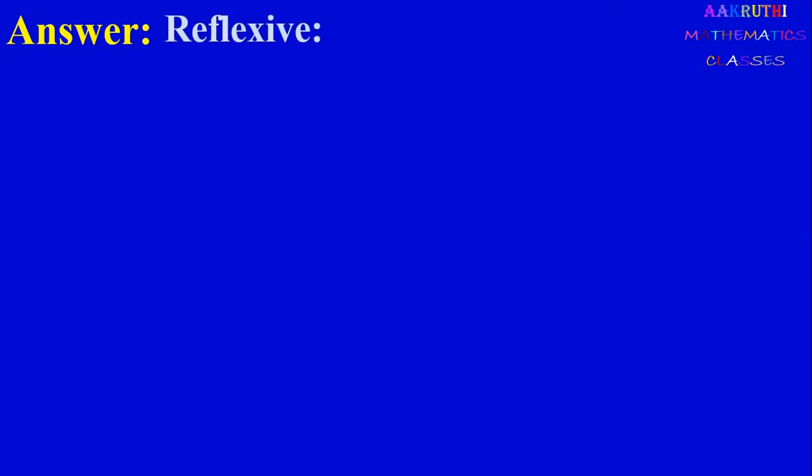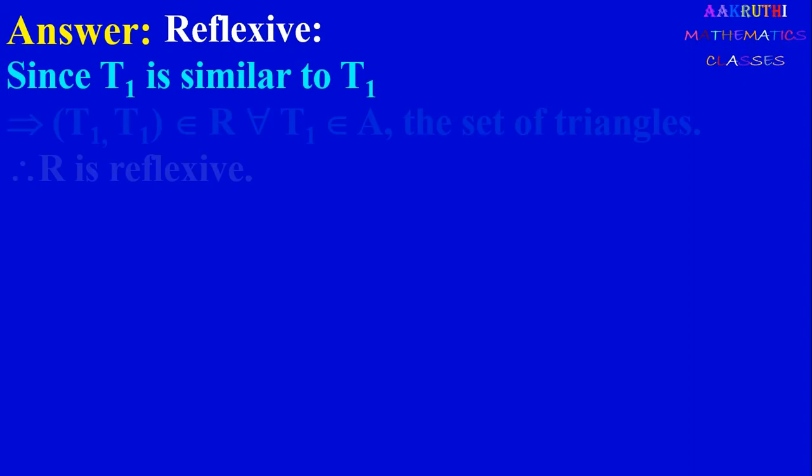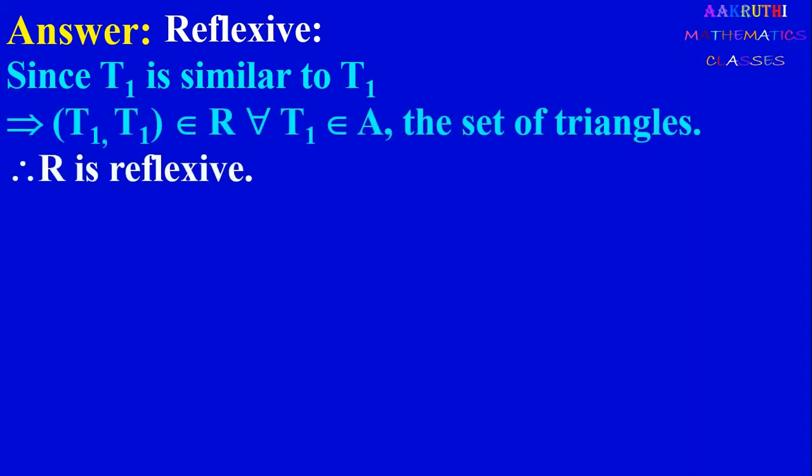Now first one, it is reflexive relation. Now here T1 is similar to T1, it is always true. Any triangle is similar to itself. So therefore (T1, T1) belongs to R for all T1 belongs to A. Therefore this relation is reflexive.